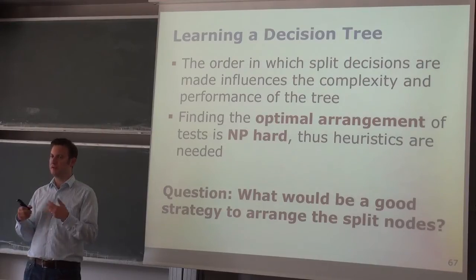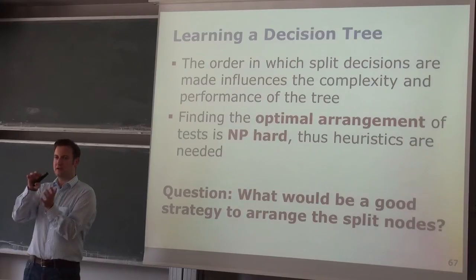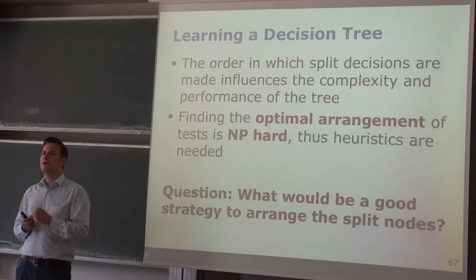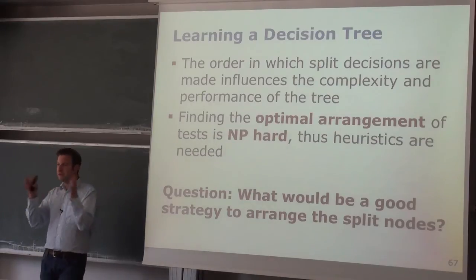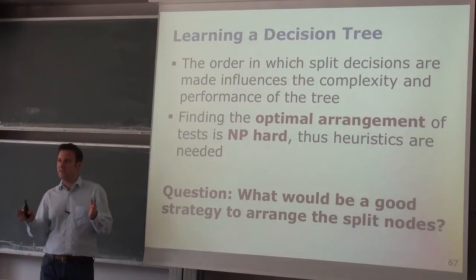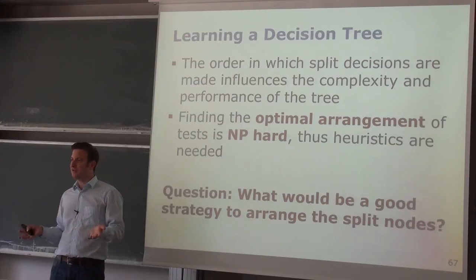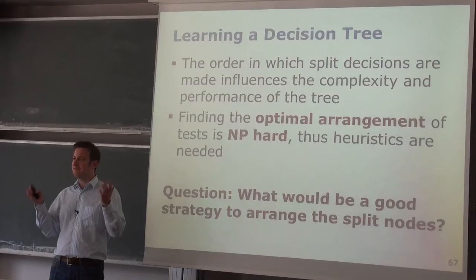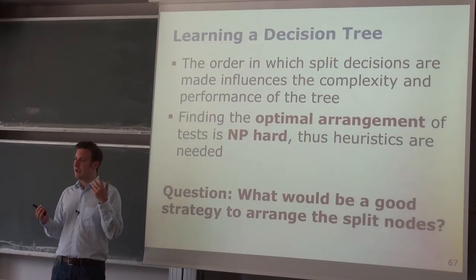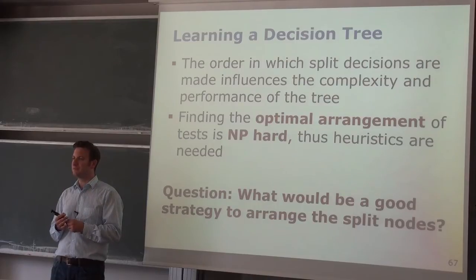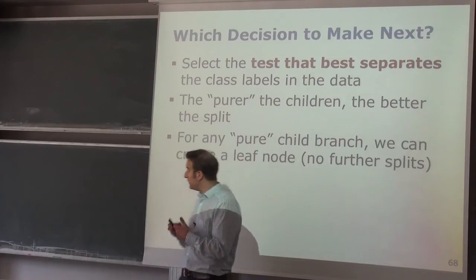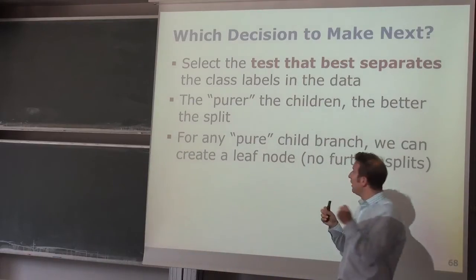I can do that as soon as all elements in this area represented by this leaf belong to the same class. So maybe a good idea is to split up the space so that on each side of the space I have, or as far as possible, only elements which belong to one class. This is something which is often called purity. So how much purer are the children?